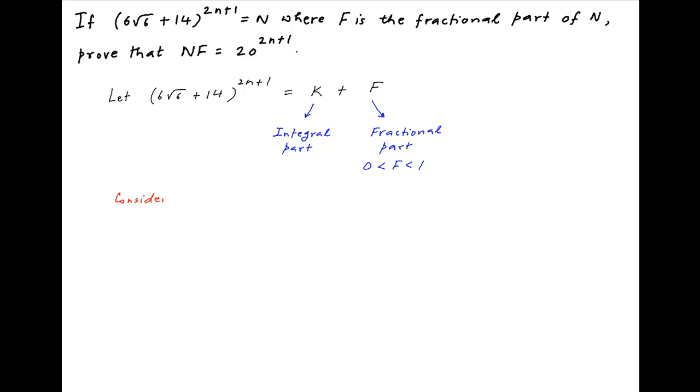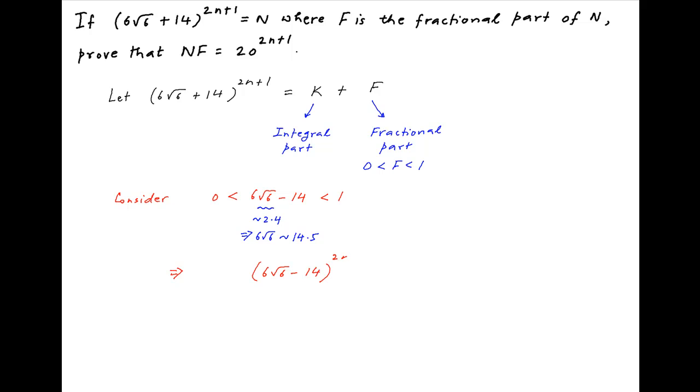Now consider the number 6√6 − 14. √6 is approximately equal to 2.4. Therefore, 6√6 is approximately equal to 14.5. And therefore, 6√6 − 14 is a proper fraction. That is, it lies between 0 and 1.